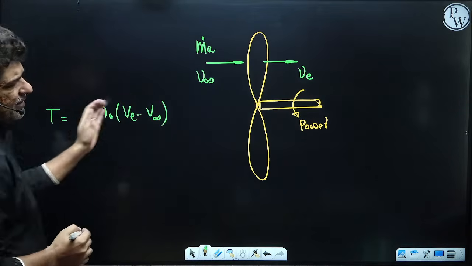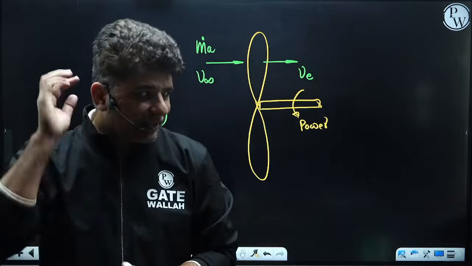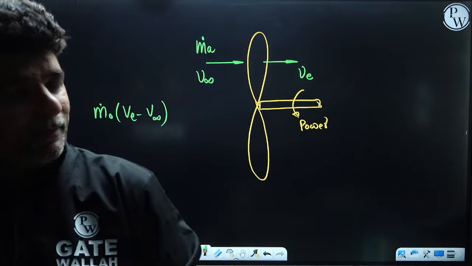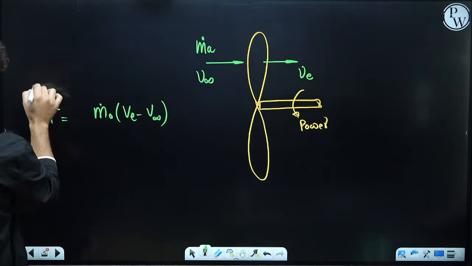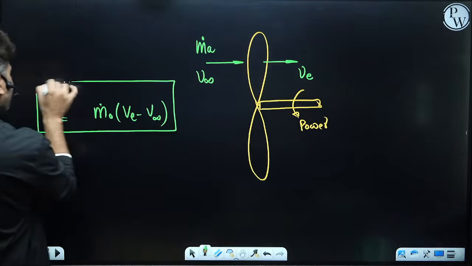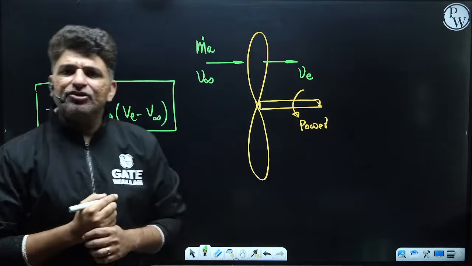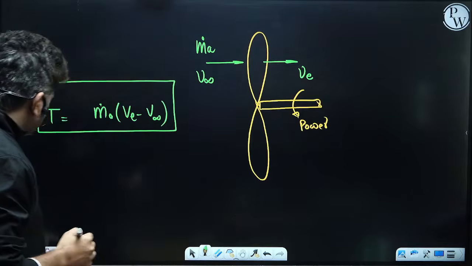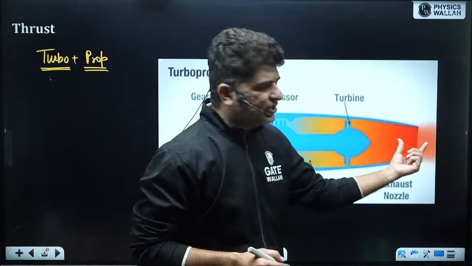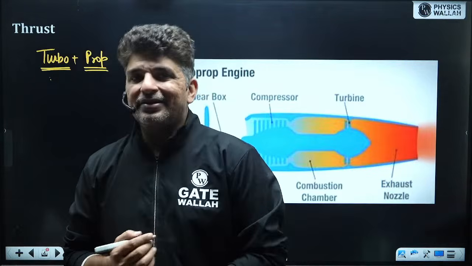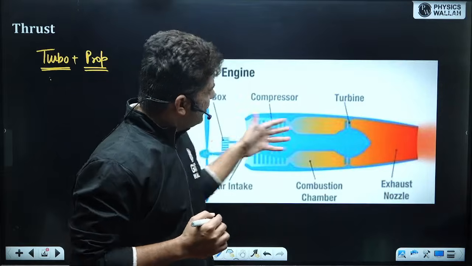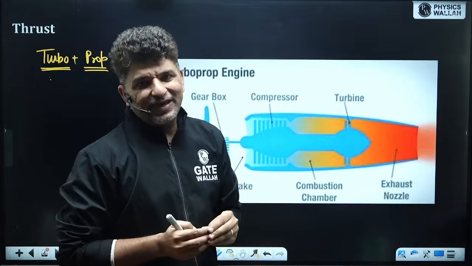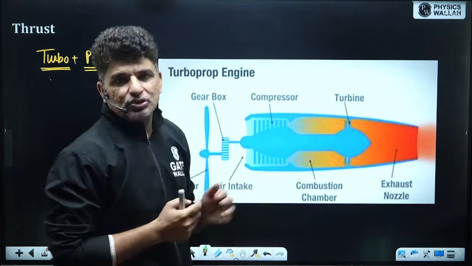That is the basic equation that we see in the propeller. Is it clear? So this is the thrust which is developed. So guys, in a turboprop engine, there will be a slight thrust coming from this exhaust nozzle also. But that thrust is very small, because the amount of air which passes through this turbine is very low compared to the air which passes through the propeller.